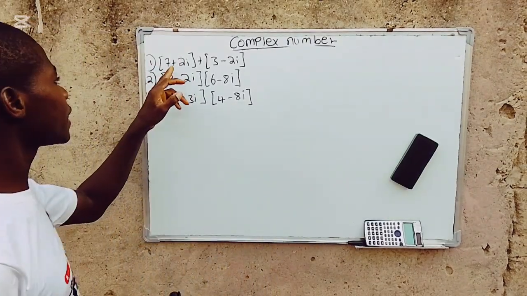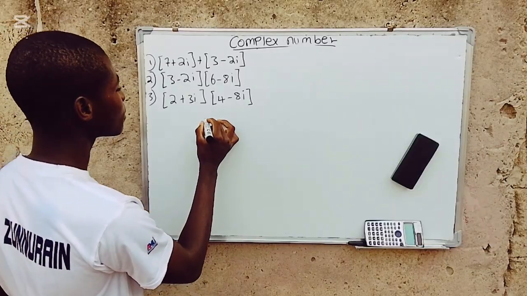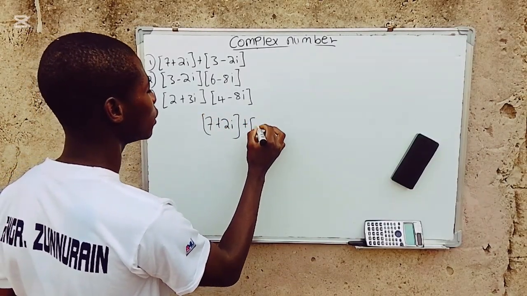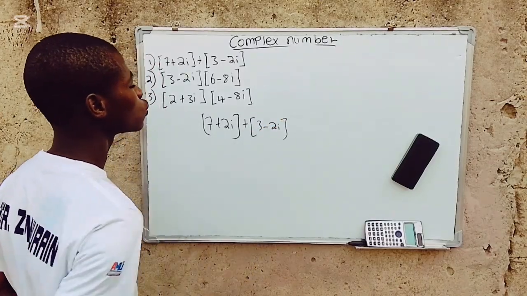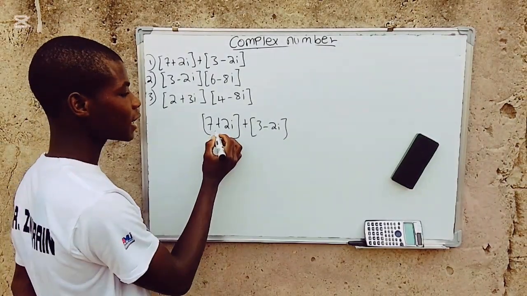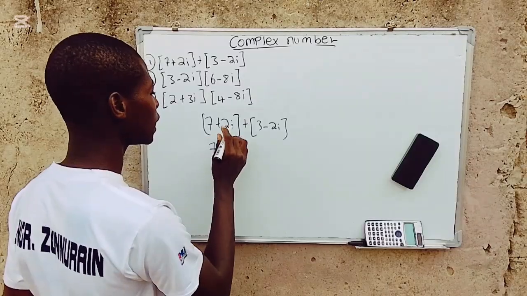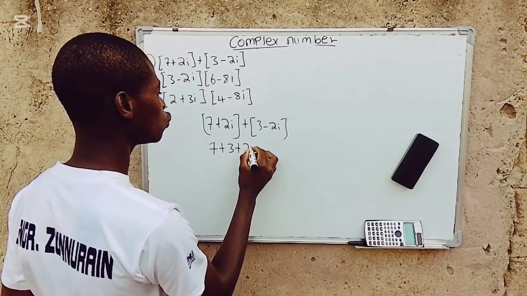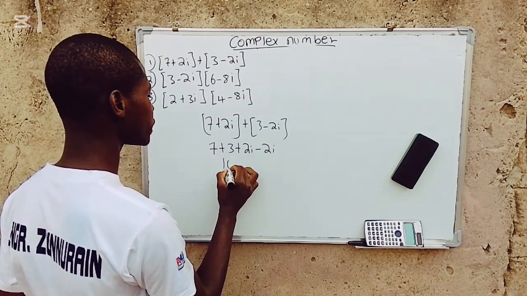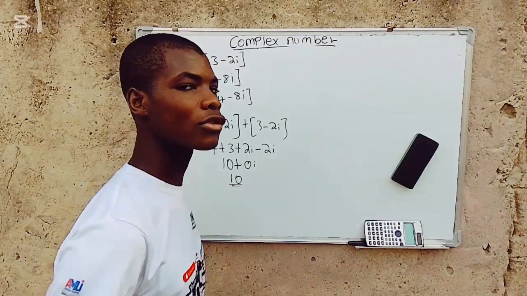First, the question says this complex number plus the second complex number. So I have 7 plus 2i plus 3 minus 2i. Therefore I have to collect like terms. I have 7 plus 3, and then 2i minus 2i. So 7 plus 3 is 10, plus 0i, which is automatically equal to 10.